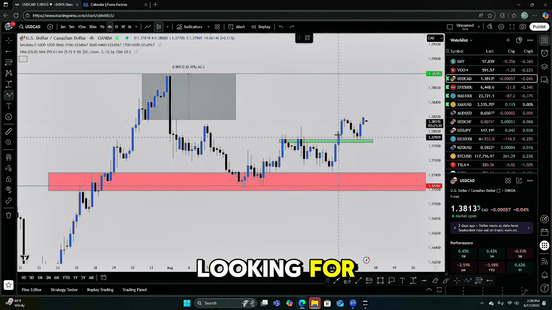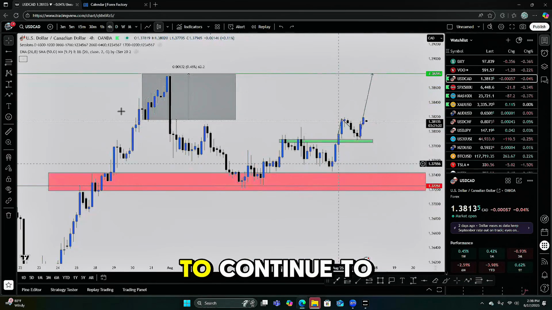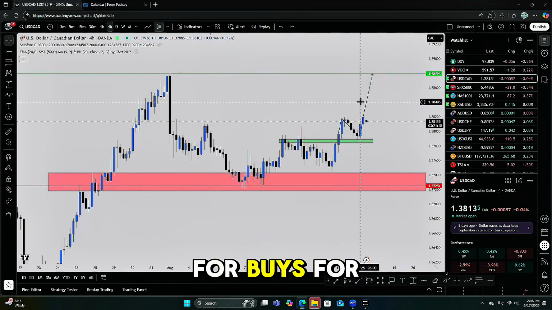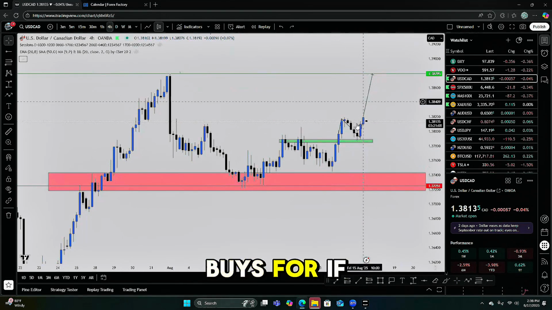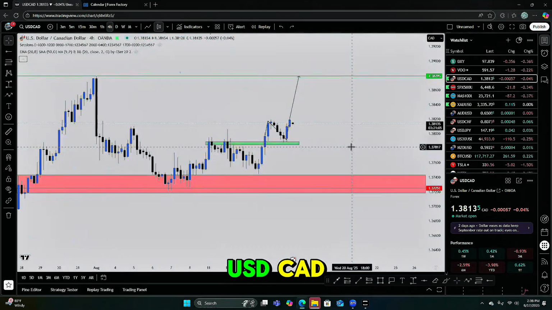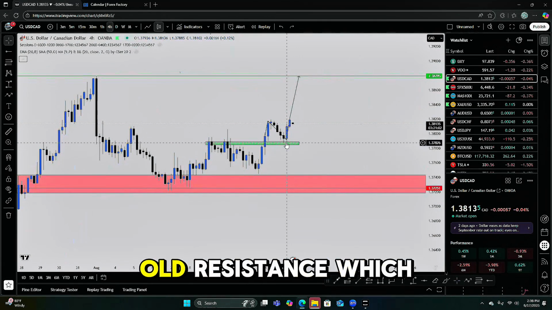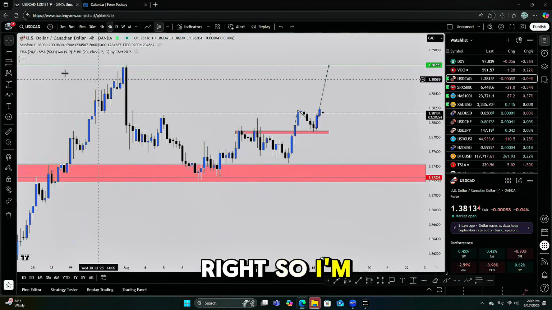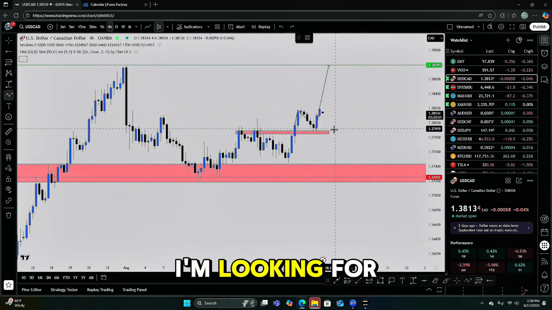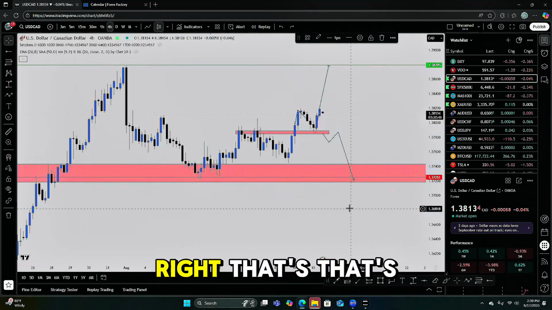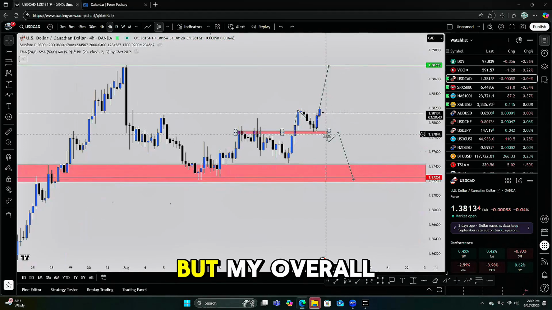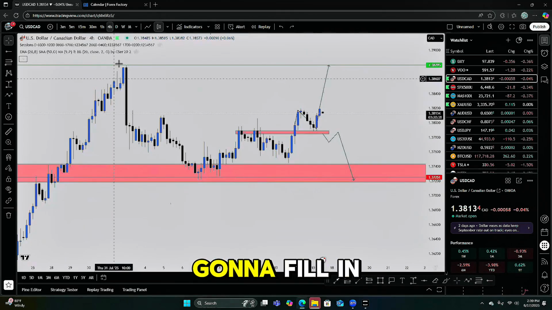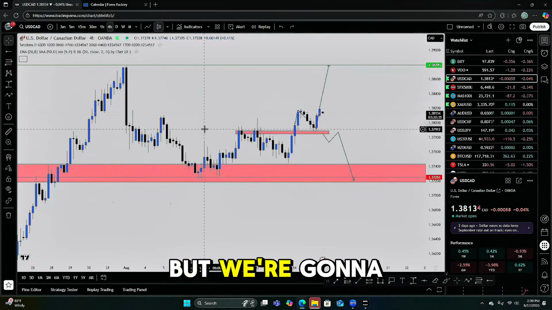So what I'm looking for is something like this to continue to fill in this range and break our monthly high. So I'm looking for buys. For USD CAD, I'm looking for buys. If I were to sell USD CAD, I need a break below our old resistance, which is now new support. So I'm looking for a close below here and so on. That's what I'm looking for on sells. But my overall bias is I'm buying USD CAD. I believe it's going to fill in this range, but we're going to have to wait and see.